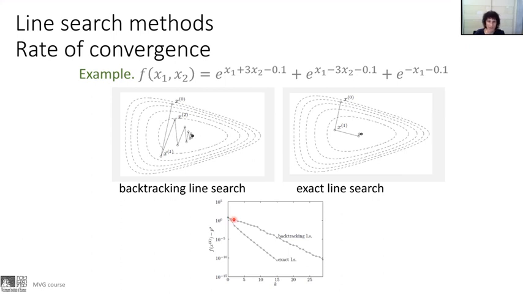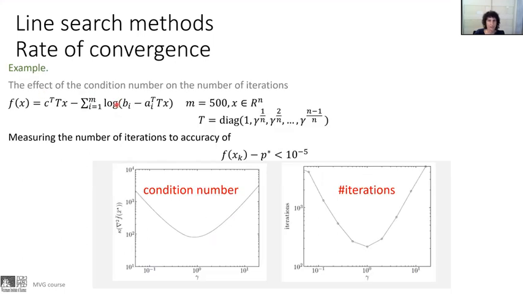So here are more examples. Here are examples of a convex function. This shows the number of iterations needed to reach an accuracy of 10 to the minus 5 as a function of the condition number. When gamma is very small or very large, the condition number is quite high, and where it's approximately 1, the condition number is reasonable. We can see how many iterations I need to get the same accuracy when the condition number is large, like here, compared with when it is of a moderate order of magnitude. Okay, this is the idea.